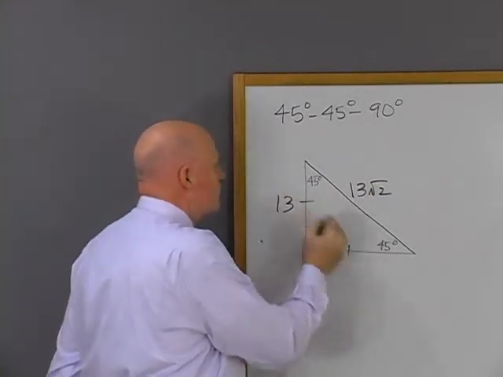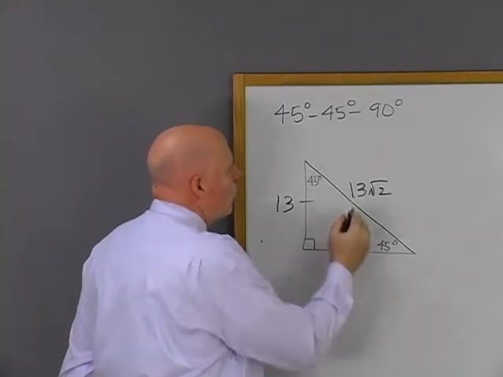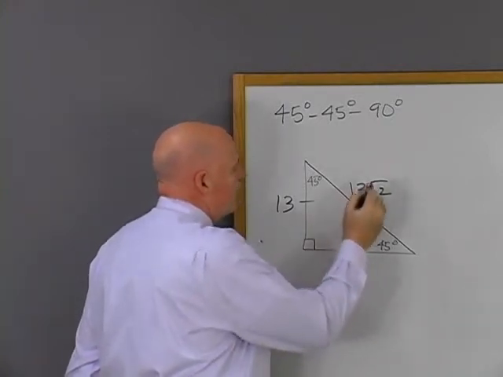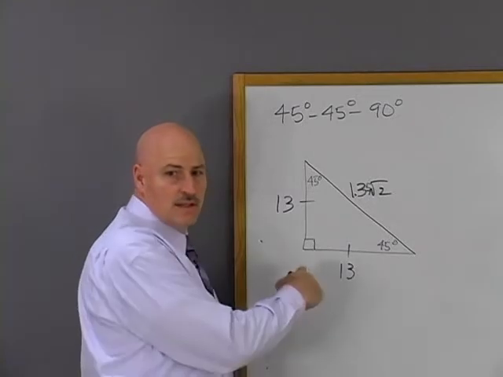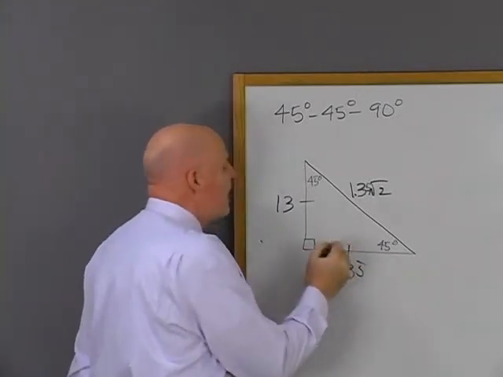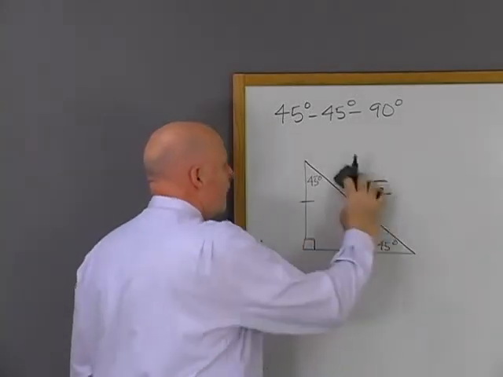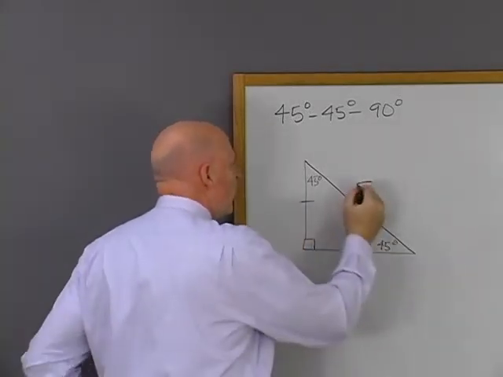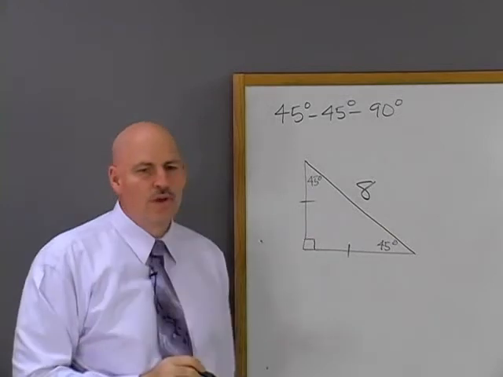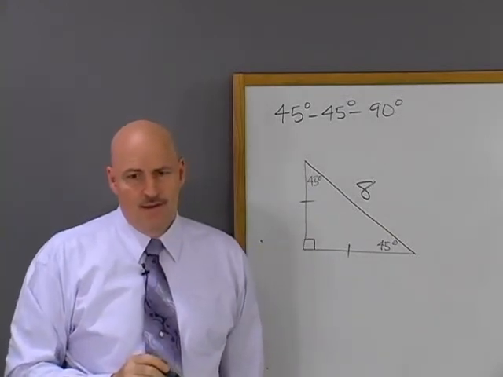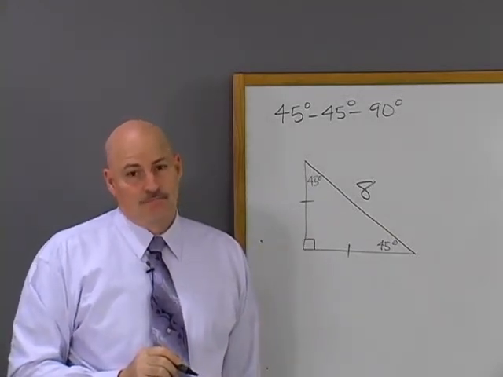13. If this is 1.35, what's this? 1.35, right? This is pretty slick. But what if this is a whole number and there's no square root of 2 in it? How do we find it?